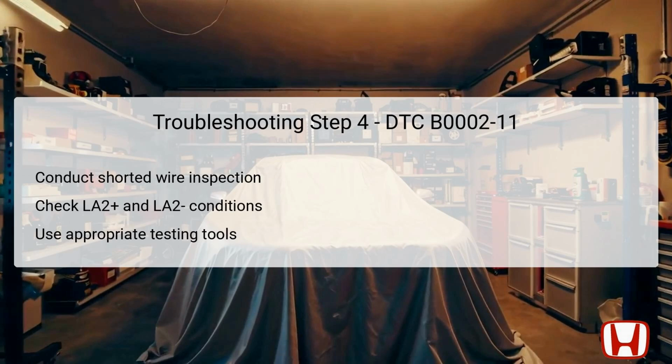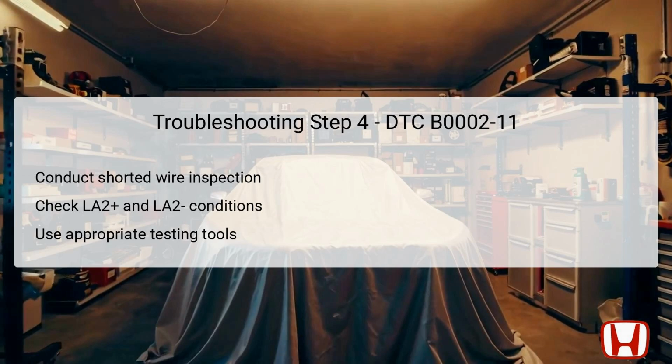Following the cable reel inspection, the next step is to conduct a thorough shorted wire inspection involving the wiring between the SRS unit and the cable reel. Preparations should include disconnecting the appropriate SRS unit connector. Utilizing a multimeter, check the LA2+ and LA2- lines again. The expectation is that both should indicate more than 1 megaohm resistance, pointing to the absence of shorting to ground.